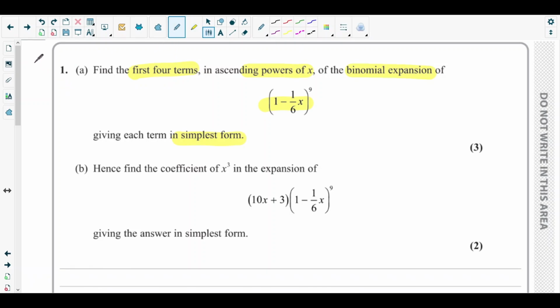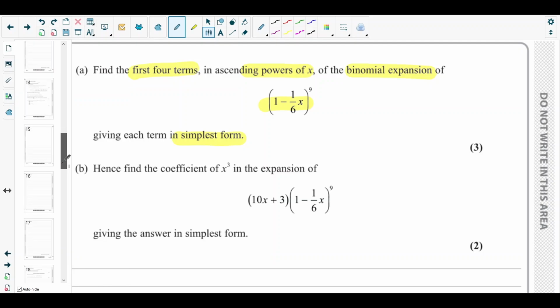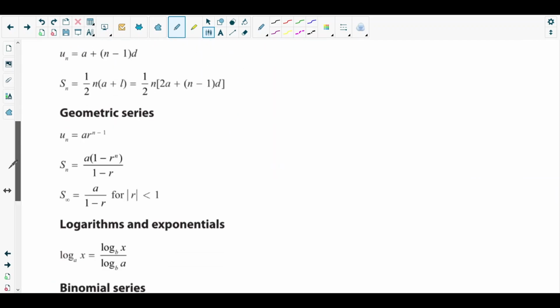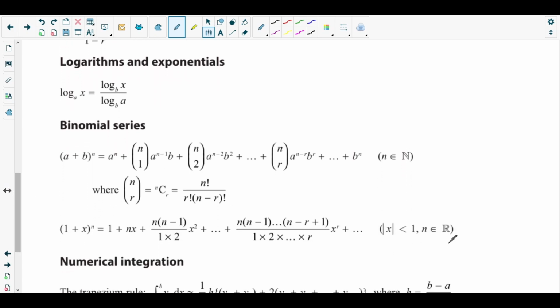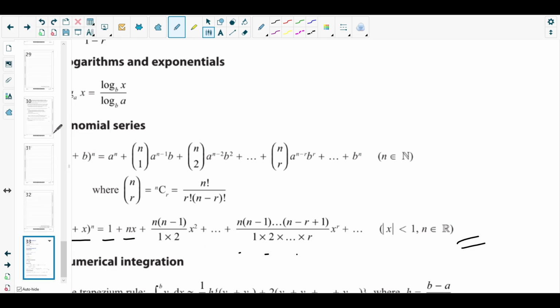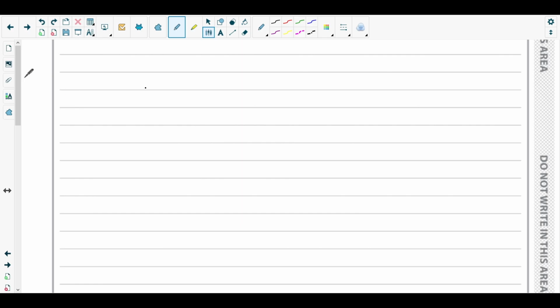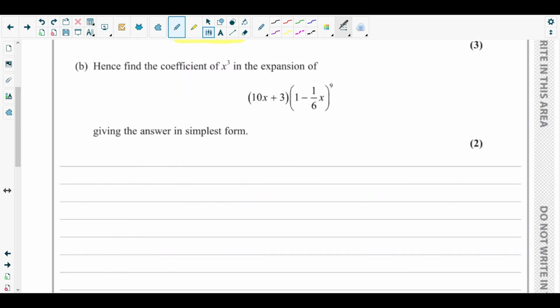To expand this binomial expression, the formula we will use is given in the formula booklet, so you can check it there. The formula is (1 plus x) to the power n equals 1 plus nx plus n times (n minus 1) over 2 times x squared plus dot dot dot, like that. So we will use this formula. Let's expand the binomial expression.